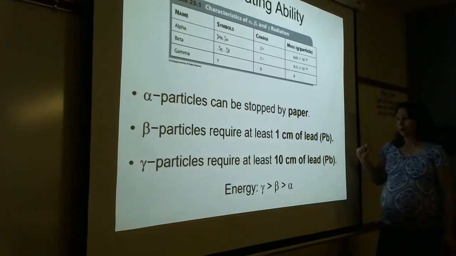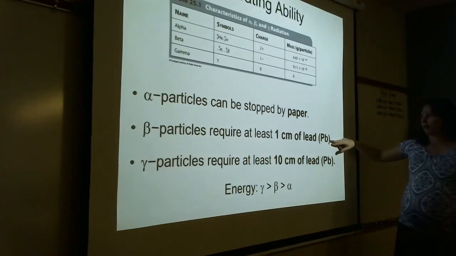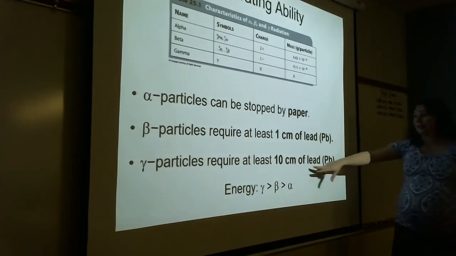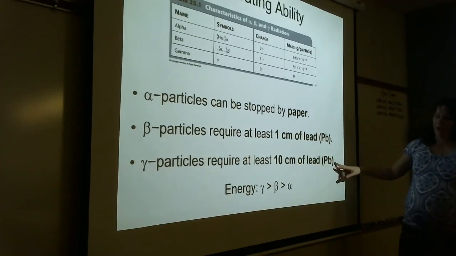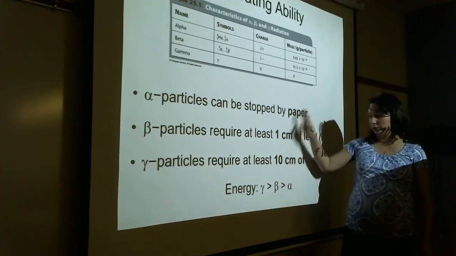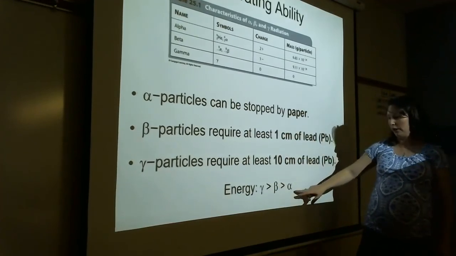Beta particles, you need to protect yourself using lead, about a centimeter. Gamma, you need at least 10 centimeters of lead, right? Gamma radiation is obviously the worst of these three, followed by beta, followed by alpha.